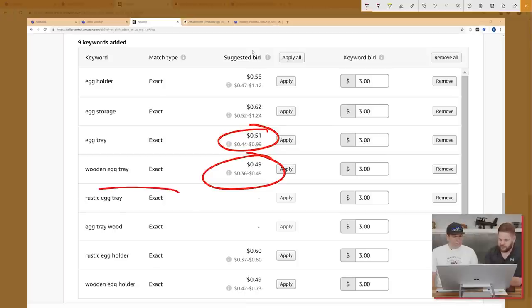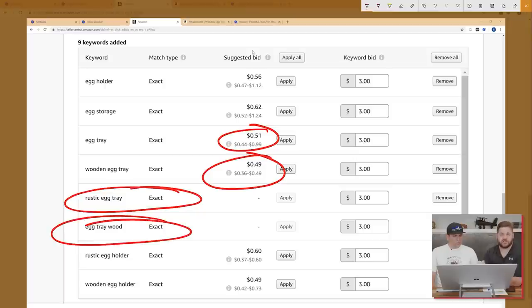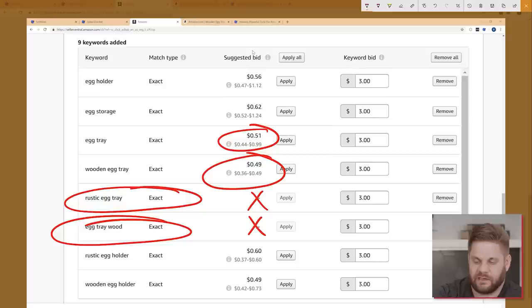There's also a couple things that they're not giving a suggestion for. And what that probably indicates is not necessarily that people aren't searching for it, but people aren't indexing for those. So rustic egg tray, I suspect that we'll have some impressions on rustic egg tray. It might be low, but people are still looking for it. So all that means is Amazon doesn't really have a recommendation for us. So again, they want us to apply their suggested bids. We're not going to do any of that.